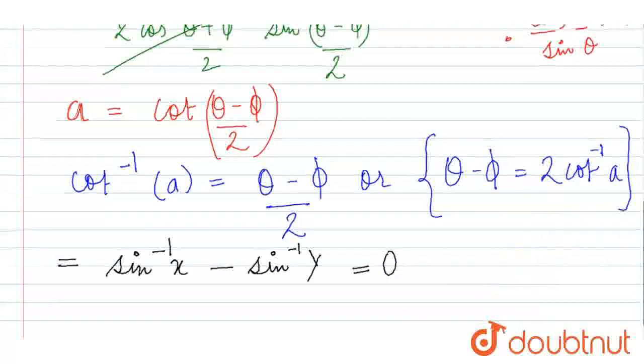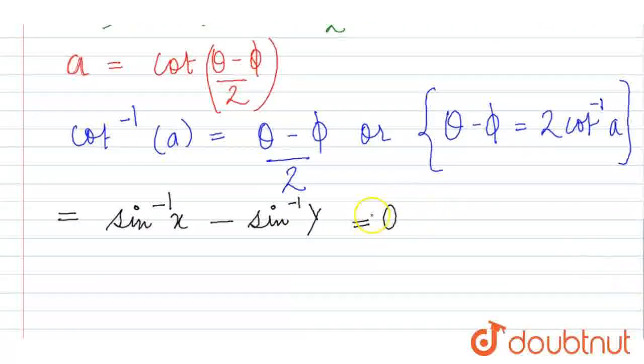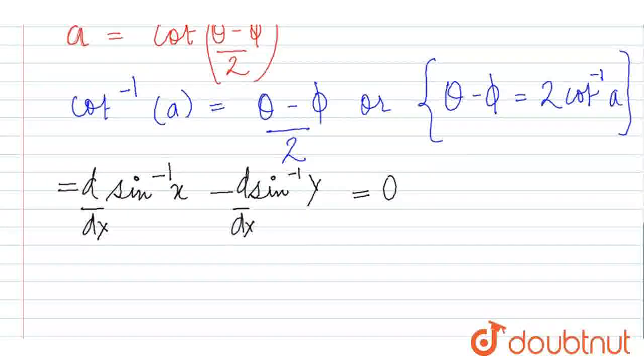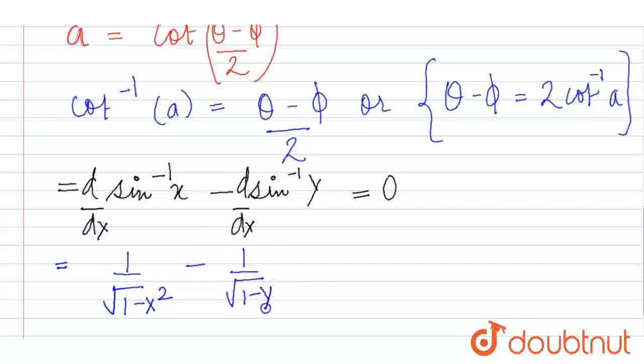Now I have to differentiate both of the sides, right? So d over dx for this one and this one. There is a formula for sin inverse x, that is 1 over root 1 minus x square. Minus, I have to differentiate sin inverse y with respect to x, so I will write 1 over root 1 minus y square times y dash, because I have to differentiate y as well. So this is going to be equal to 0.